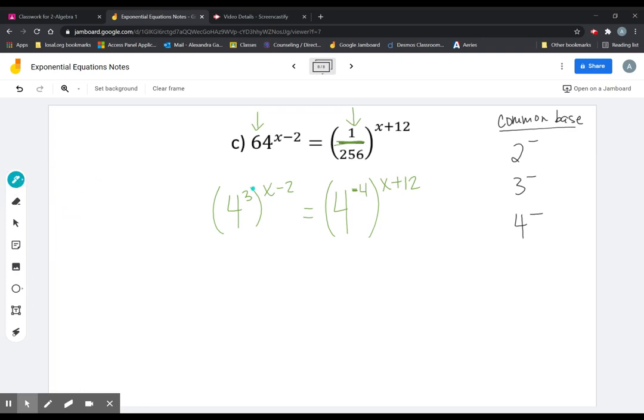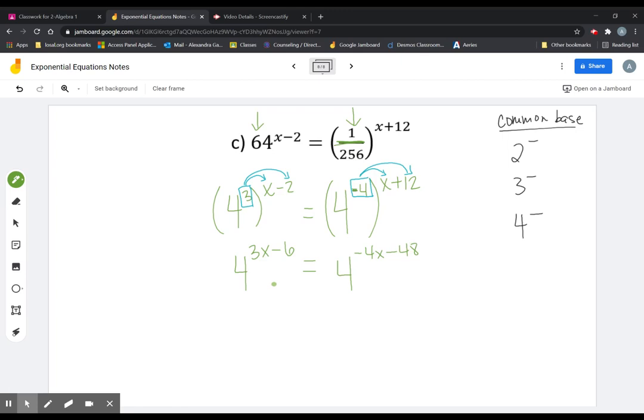And just like our last example, we're going to take those exponents and distribute them. So I'm going to take negative 4, distribute. And then after my bases are the same and I've distributed, I'll set my exponents equal. So it's 4 to the 3x minus 6. This is the biggest part that's going to be missed, that distributing. And it's 4 to the negative 4x, and negative 4 times 12 is minus 48.